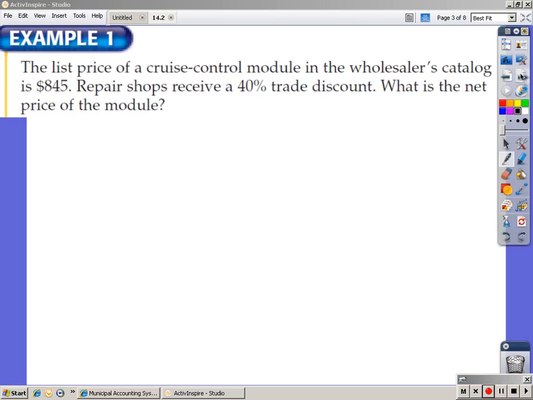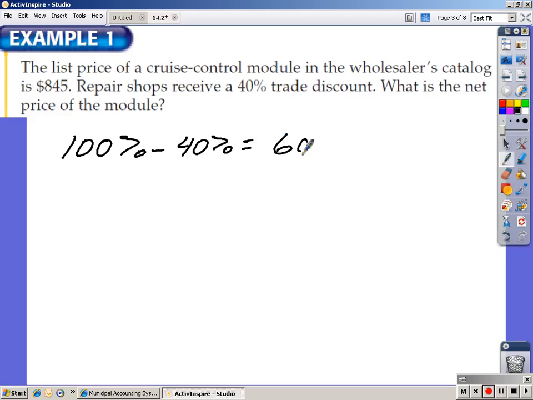Okay, here we go. Now, example 1. The list price of a cruise control module in the wholesaler's catalog is $845. The repair shops receive a 40% trade discount. What is the net price of the module? All right, so take 100% minus 40%, and you get 60%. Okay, that's the complement. Take 845 times 0.6, and you get $507.